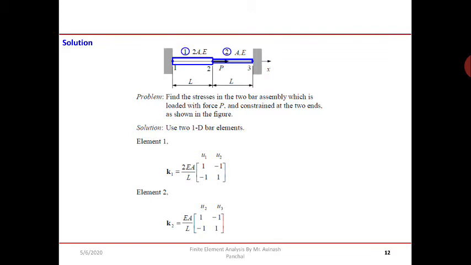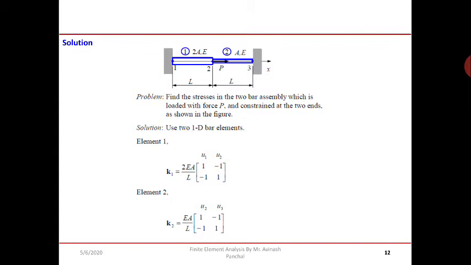So we can have this one dimensional bar element. For element number 1 we have some value, and for element number 2 we have some value, in the form of 2A E upon L, because here the area for element number 1 is 2A and the area for element number 2 is A. The length of both bars is L and it is the same. The force P is acting at node number 2, and nodes number 1 and 3 are fixed points.